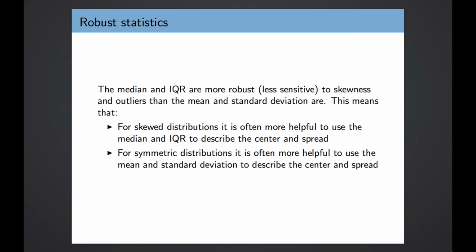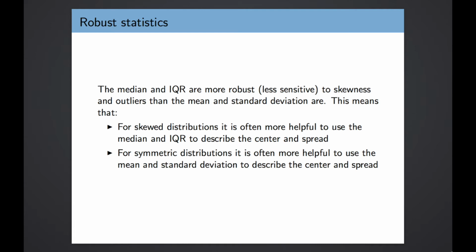The median and the interquartile range are more robust to skewness and to outliers than the mean and the standard deviation. So what this means is that when we have a symmetric distribution without extreme outliers and without skewness in one direction or the other, the mean and the standard deviation are really good ways to capture both the center of the distribution as well as the spread of the distribution.